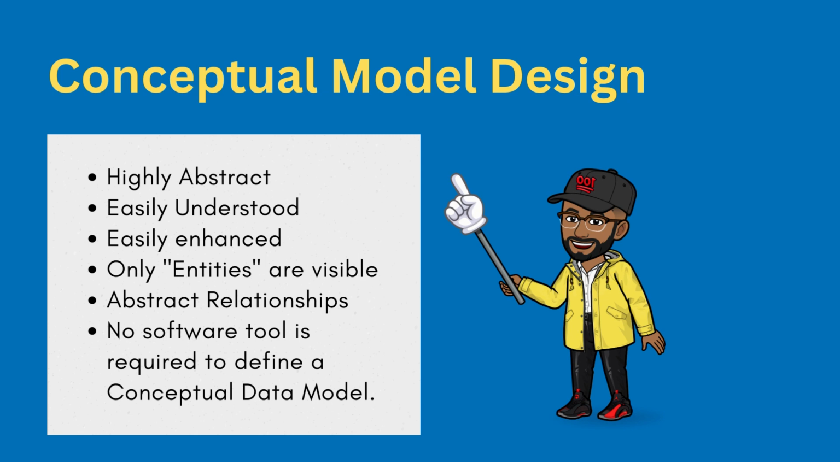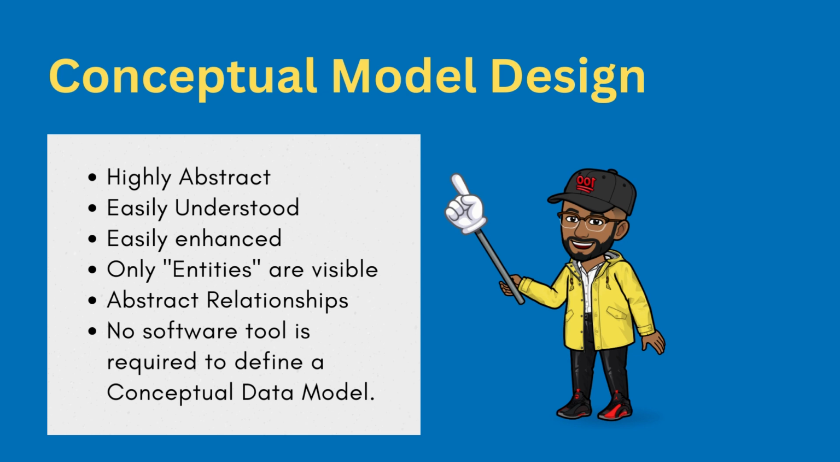Since it has the field names, the column names, it will be easily understood. You can easily enhance it, so you can add more entities to the particular model. Okay, so only the entities are visible, so you should not write any. It's like the first step of the data model. We will have all the entities, and with only entities, we will draw all the relationships between the tables.